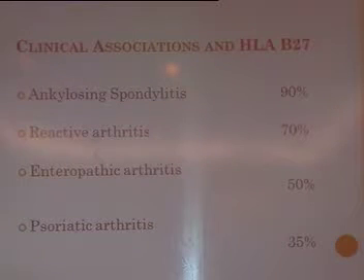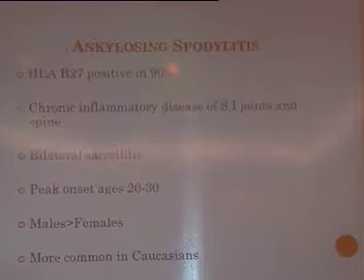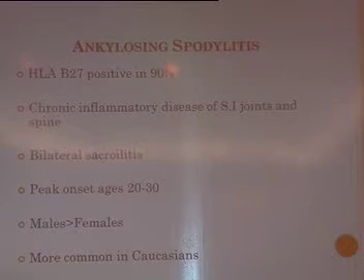In patients suffering from these diseases, the association with HLA-B27 is like this: in ankylosing spondylitis, about 90% are positive for HLA-B27, about 70% for reactive arthritis, about 50% for enteropathic arthritis, and about 35% for psoriatic arthritis. Now coming to ankylosing spondylitis, about 90%, as I said, are positive for B27.